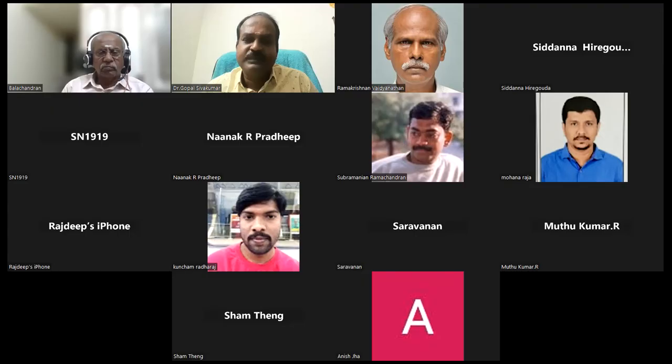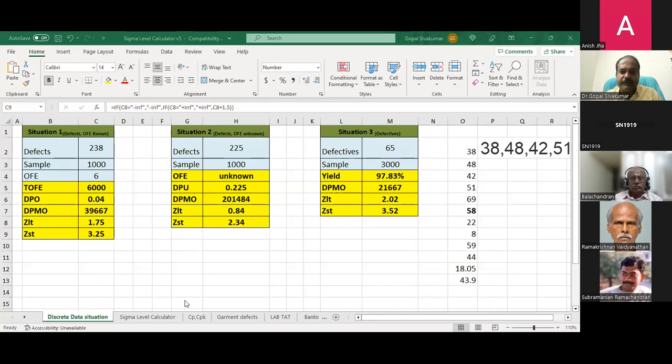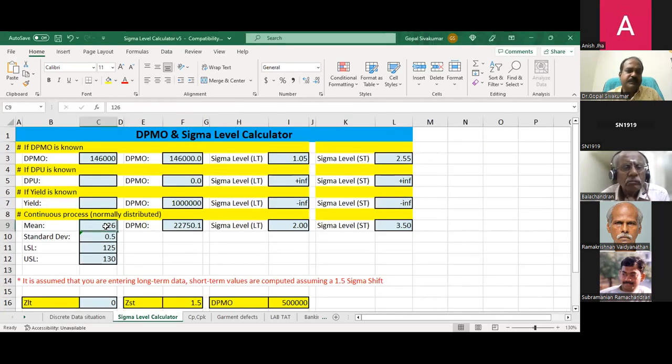I'll show that also. DPMO version 5. Hope all of you can see. Now the question is about ZST and data type is which data? Data type is continuous, right? Go here, sigma level calculator. And I think mean is how much? Mean is 126.